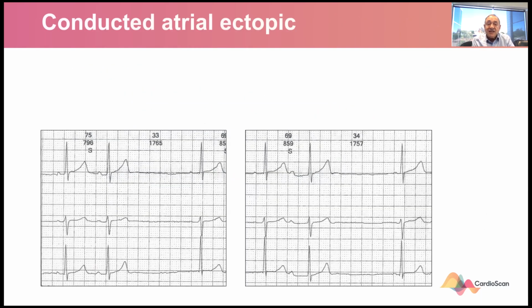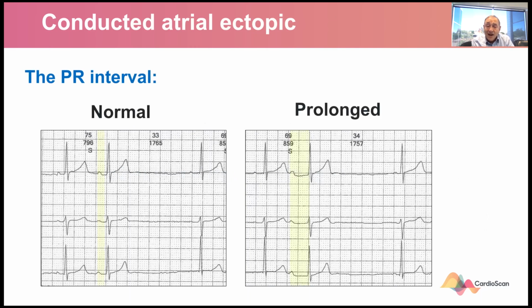What about the non-conducted atrial ectopics? Well, let us start with a conducted atrial ectopic to understand what is going on. You can see on the left-hand ECG, the PR interval is normal, whereas on the right, it's prolonged. This is because the P waves actually occur at different intervals, and on the right, AV conduction is partially refractory.